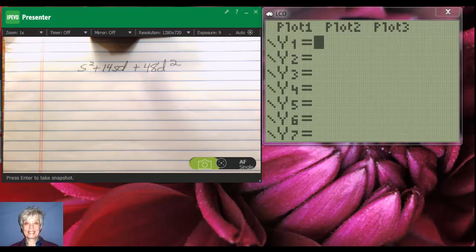So I'll take 48 divided by X and then come down and say X plus 48 divided by X. And then second graph.